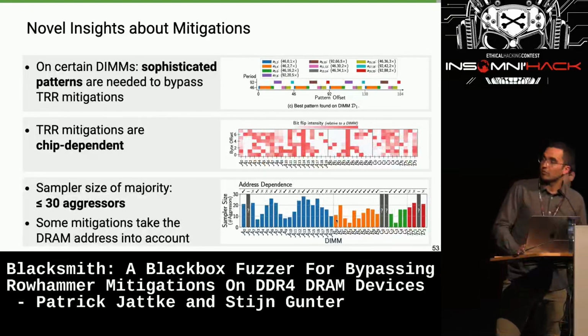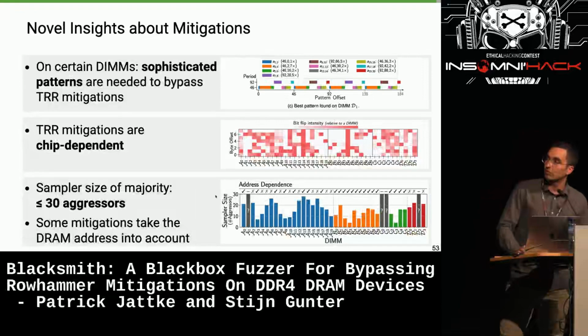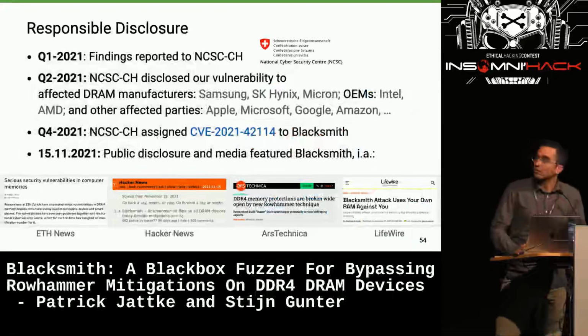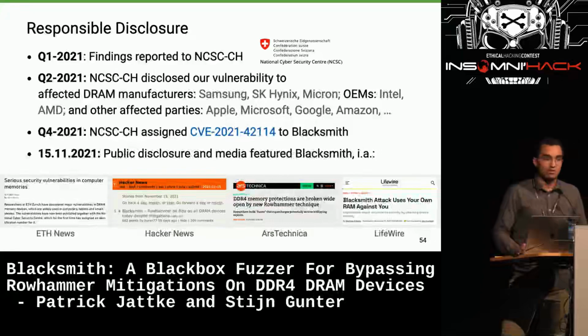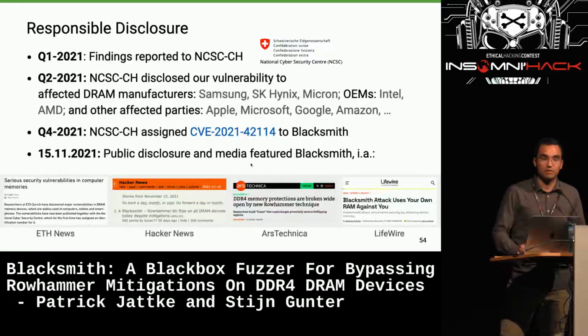And we also did some experiments to figure out the sampler size. So how many of these aggressors the device can keep track of. And we figured out that most of the devices can only keep track of less than 30 aggressors. So we also disclosed our findings, reported it to the National Cybersecurity Center Switzerland. We got a CVE assigned and disclosed our vulnerability in November of last year.